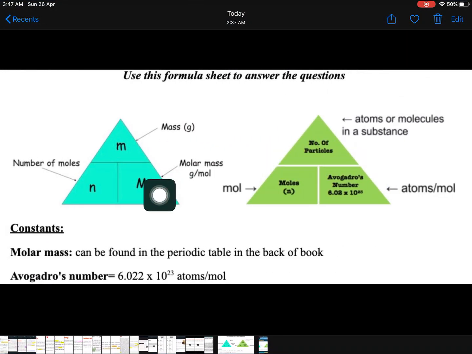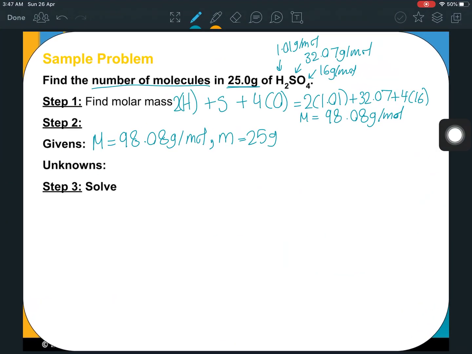All right, so I have my molar mass and my mass, but I'm looking for my number of molecules or my number of particles, which means that in this situation, I have to find my number of moles and then use that to find my number of particles. So this is going to be a 2-step problem. So let's get started by finding our number of moles first. So N is equal to question mark and number of particles also equals unknown.